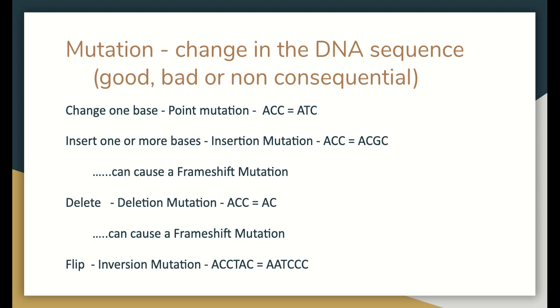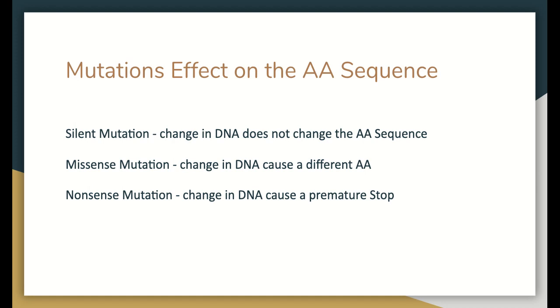Okay, and the last one is called an inversion. It's where one chunk of your DNA gets flipped. Lots of times this happens when the DNA is coiled so tightly, if it pinches off and breaks and like reattaches differently when it uncoils, it can cause an inversion. Okay, and so what this causes in the amino acid sequence is a mutation as well.